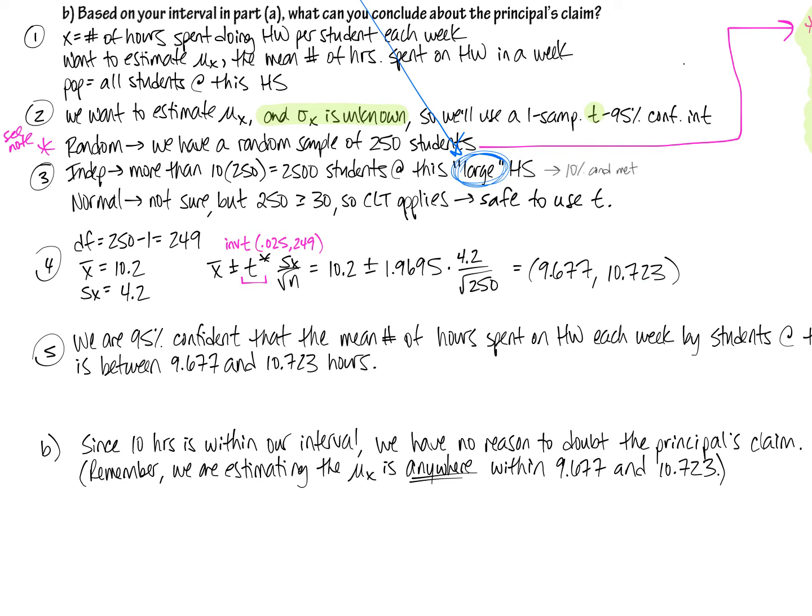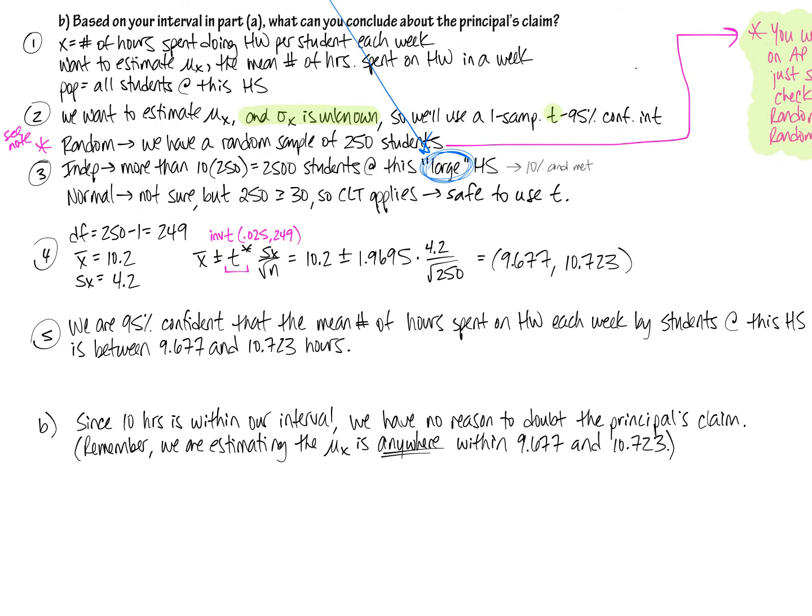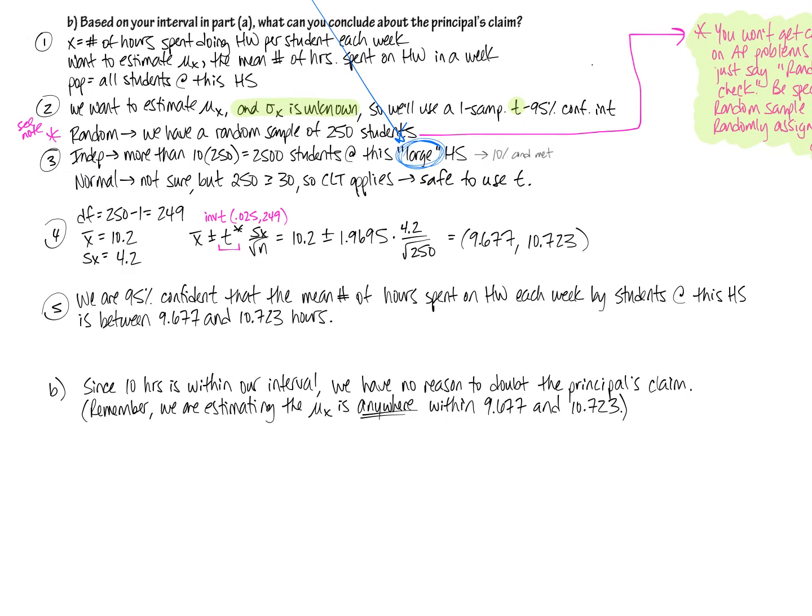Okay, our conclusion sentence is that we're 95% confident, and it's 95 because that's the confidence level that was given to us in the question. And then state the context of the situation. What is it we're trying to estimate? We're estimating the mean number of hours spent on homework each week by students at this high school. Just recopy the question, basically. Is between 9.677 and 10.723. When possible, when this is not a proportion, put the label, the units, on there. This is in hours. Okay.